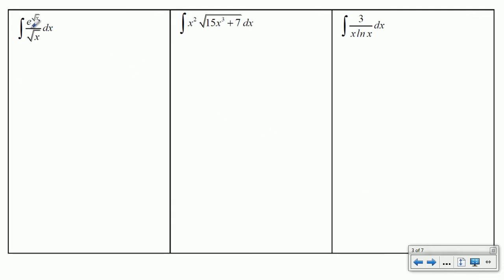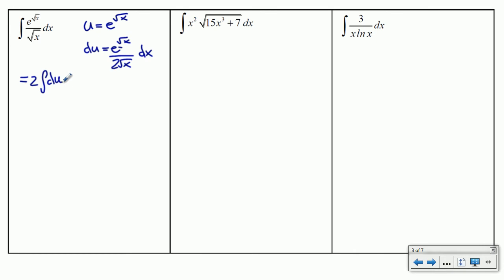With this one, it actually seems like we have a couple options. We could try subbing u equals e to the root x, and then du for this would be e to the root x, because the derivative of e is itself. And then we need to do chain rule with this, so that would be 1 over 2 root x, and then dx. So du seems to cover the entire integral, except we have a 1/2 here as well.